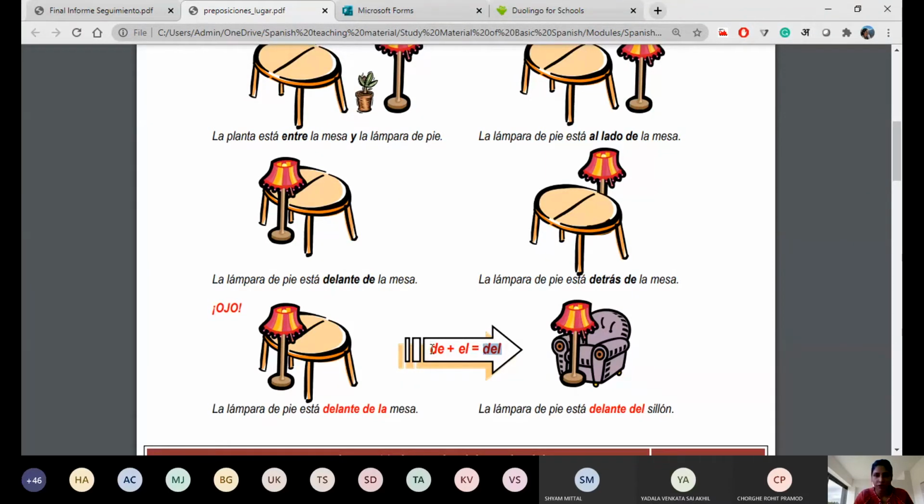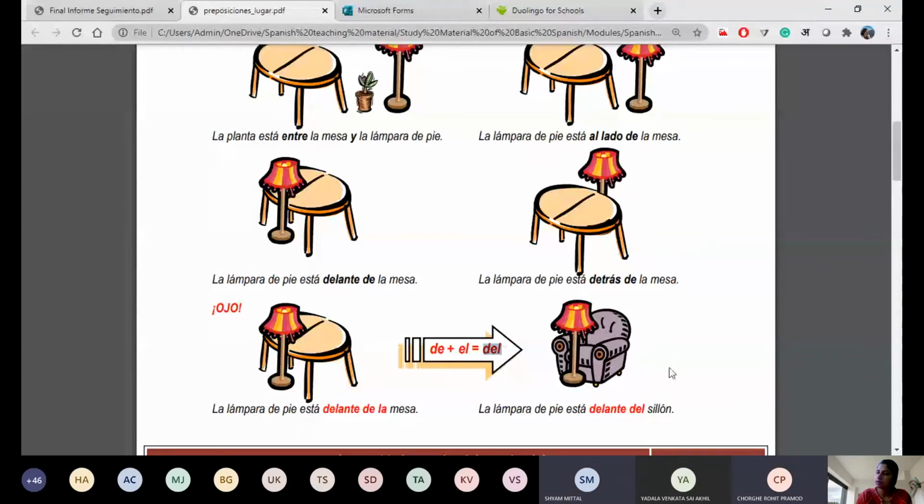When they speak very fast, they do not even realize that de plus el are two separate words. They just say, delante del sillón. So this de el sound overlaps and then it becomes del. The only thing is this is only possible because of sound, to make a familiar sound, to not give an awkward sound, to make it very smooth. That's why they have made such a structure. Okay, so del.